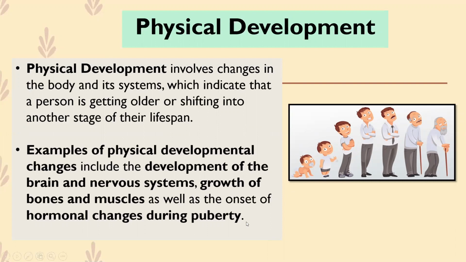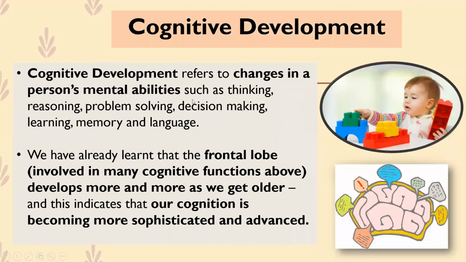Okay, all the hormonal changes that precede puberty, all that kind of stuff comes under your physical development, all to do with the body and the bodily systems. And the last one we look at is cognitive development. So cognitive development is basically referring to a change in a person's mental abilities. So their ability to think, plan, make decisions, use language, okay, learn new things. All of that is to do with cognitive development.